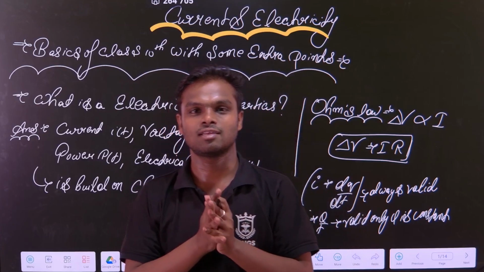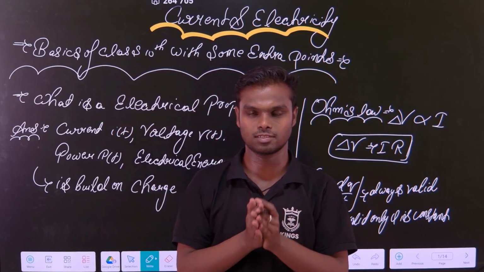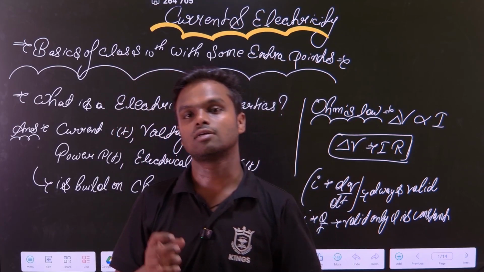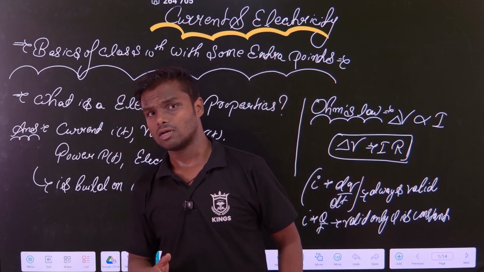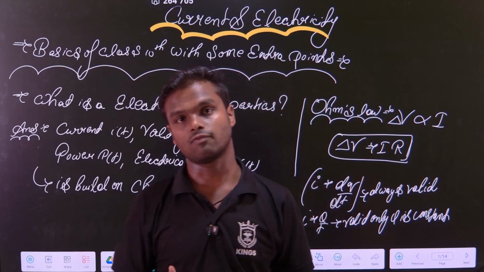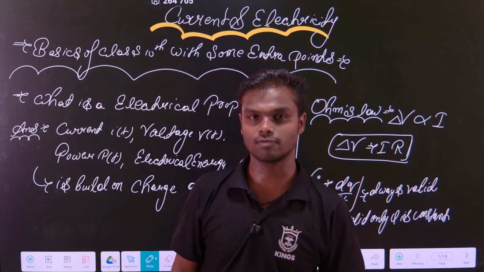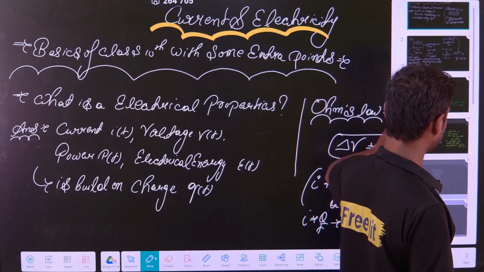So hello everyone. In the last session, we started current and electricity, and we saw some basics of class 10th. We also discussed resistance in the last session. We solved different examples and saw the variation of length and the variation of area, and I also gave you one example. So let us see what the solution for this is.